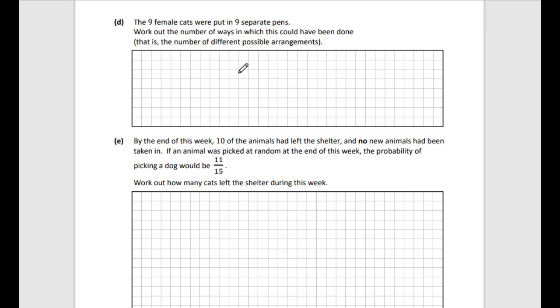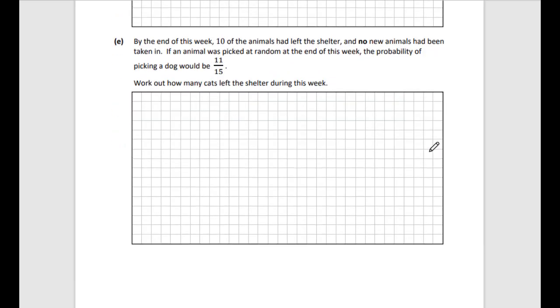Okay, the 9 female cats were put in 9 separate pens. Work out the number of ways in which this could have been done. That is, the number of different possible arrangements. So how can you arrange 9 different cats? That's just simply going to be 9 factorial. You can do that on your calculator and you'll get 362,880.